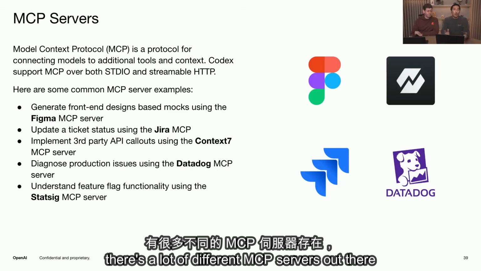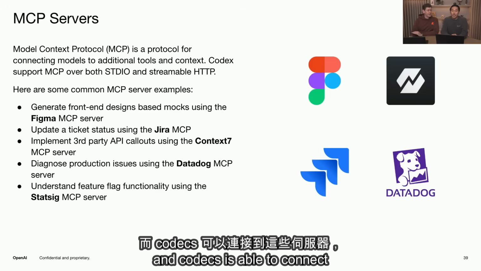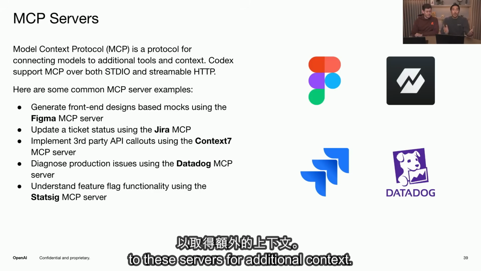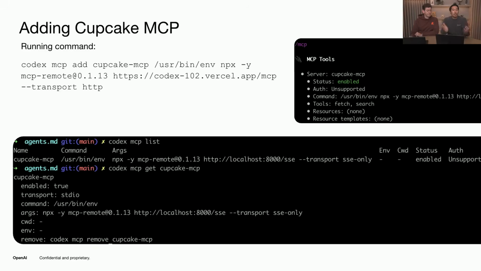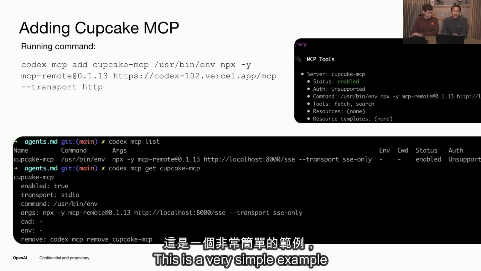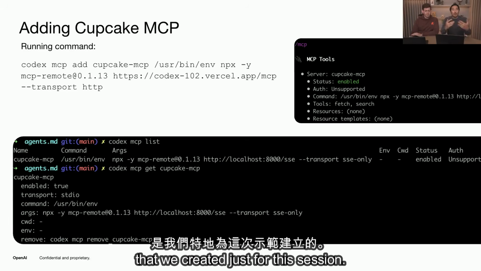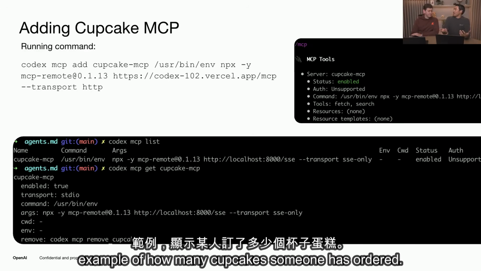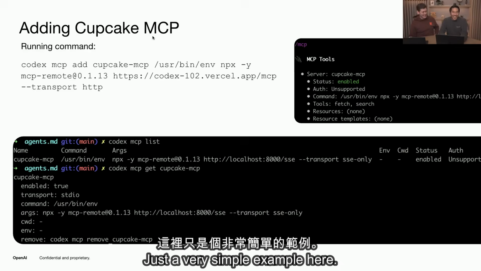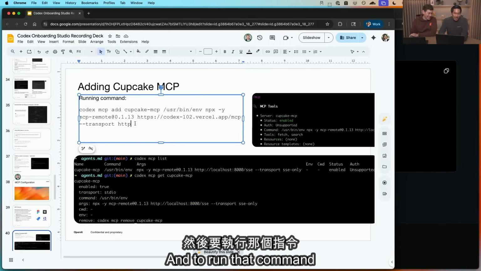But as you know, there are a lot of different MCP servers out there, and Codex is able to connect to these servers for additional context. Here's just one example. We called it a cupcake MCP. This is a very simple example that we created just for this session. What this does is just return an example of how many cupcakes someone has ordered.